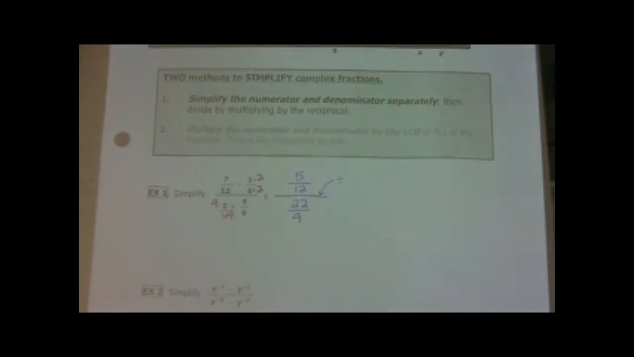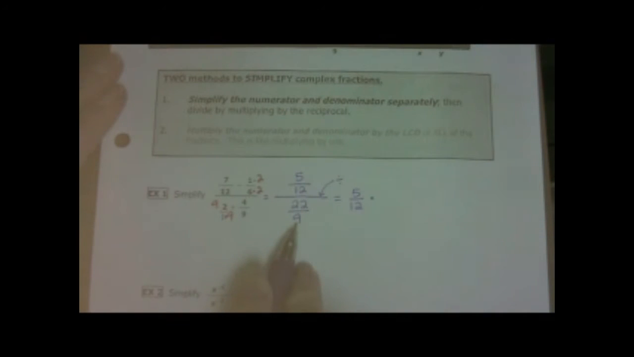Now, this fraction bar means the same thing as division. All right? So what we're going to do is divide. And remember the process for dividing fractions? We're going to multiply and flip. All right? So take that first fraction, that top fraction. We have 5 over 12 times, flip this one upside down. So this is 9 over 22.